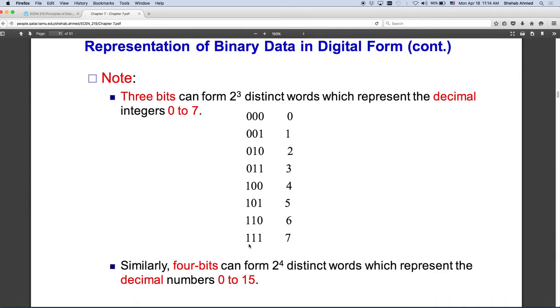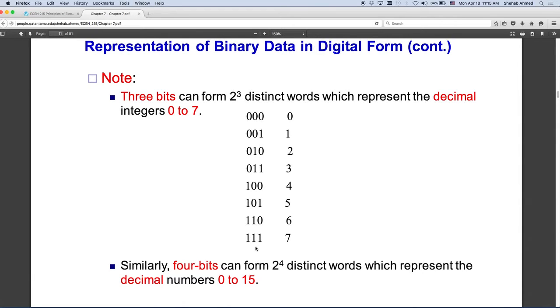And then 1 times 2 squared, sorry. Like this is 2 to the 0, 2 to the 1, and then 2 squared. Right? So 2 squared is 4, 2 to the 1 times 1 is 2, and then 2 to the 0 times 1 is 1. So the sum of them is 7. So with 3 bits, I can represent 8 unique numbers starting from 0 to 7.